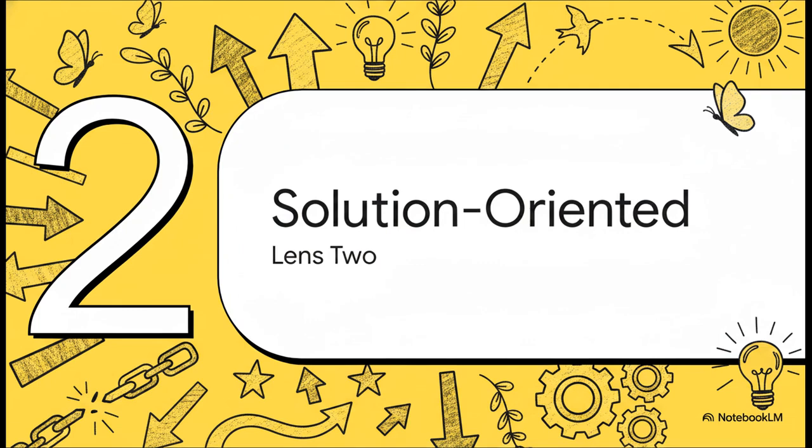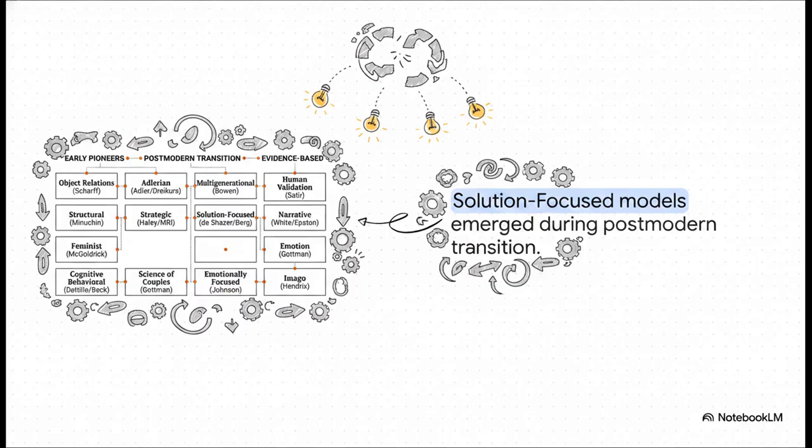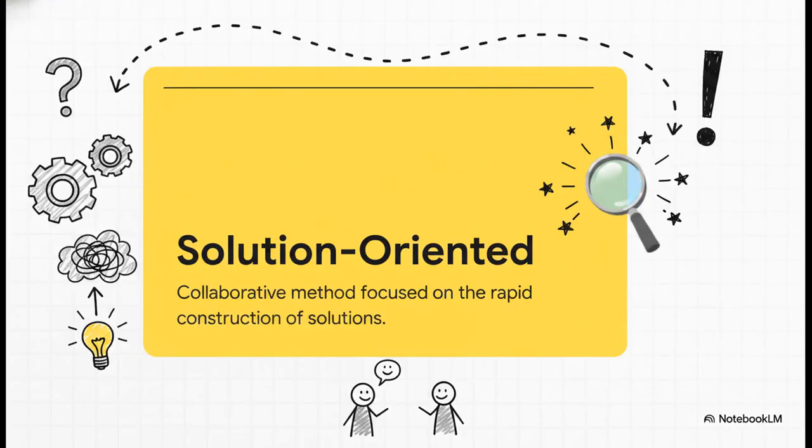Moving right along to Lens 2, solution-oriented counseling. This brings a totally different, way more optimistic vibe into the room. Emerging during the postmodern transition, the key heavy hitters for this collaborative model were pioneers like Steve de Shazer, Insoo Kim Berg, and William O'Hanlon. They fundamentally challenged the old-school idea that you have to endlessly psychoanalyze a problem for years just to solve it. Instead, they brought in a completely new core assumption.